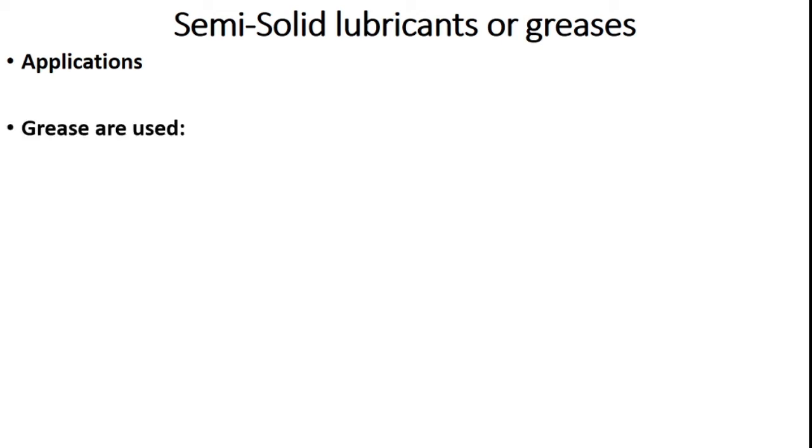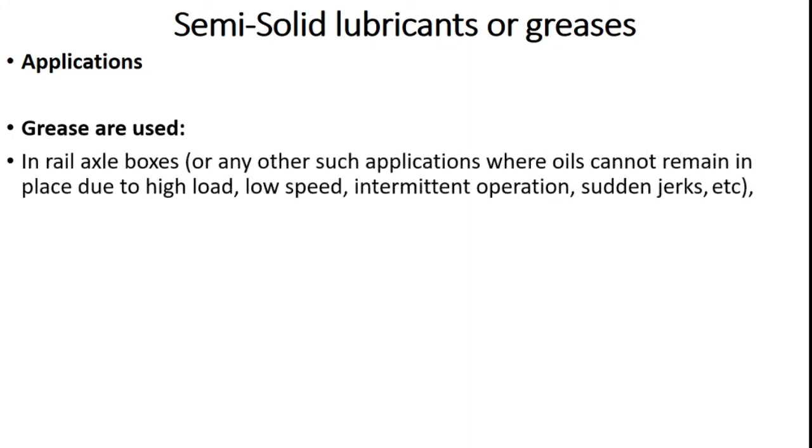Applications of grease. Greases are used in rail axle boxes or any other such applications where oil cannot remain in place due to high load, low speed, intermittent operation, sudden jerk, etc.